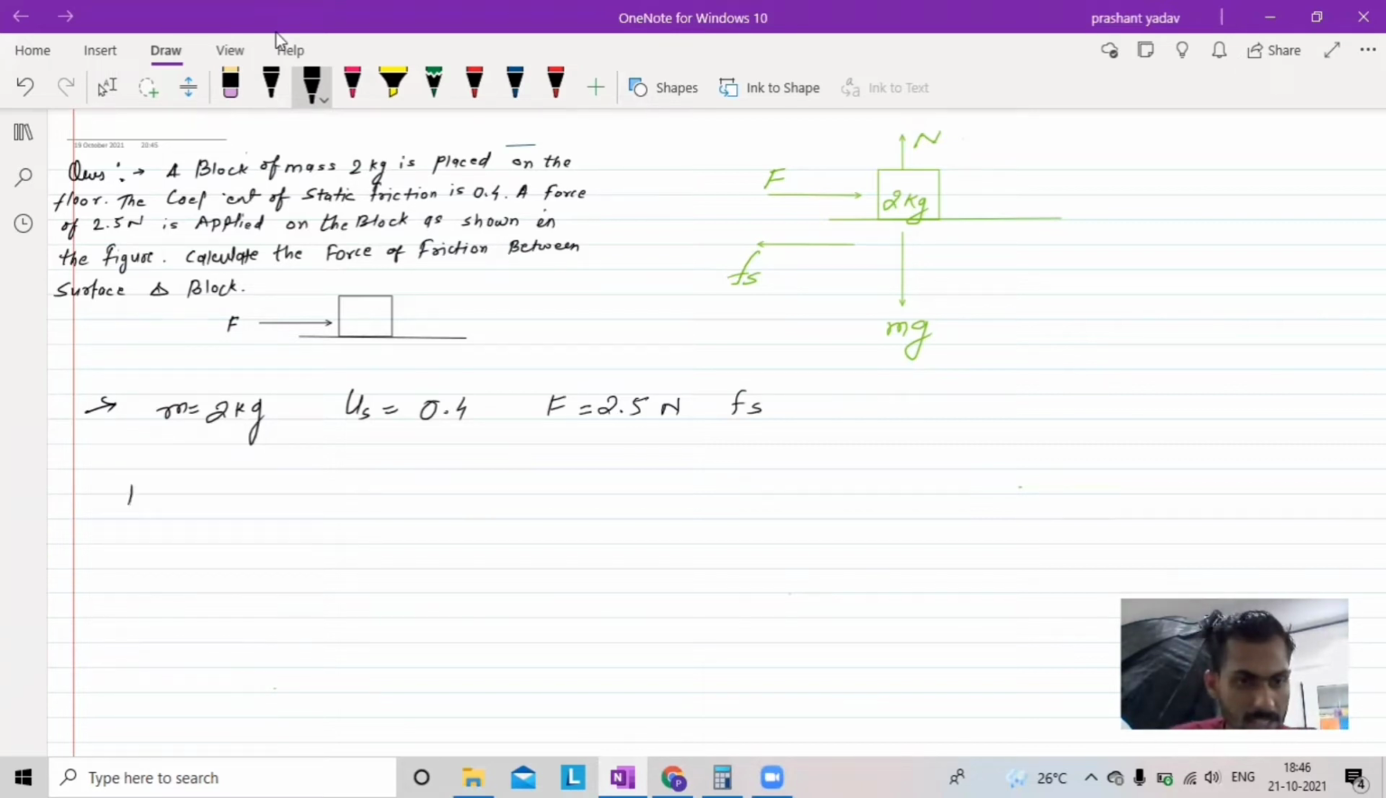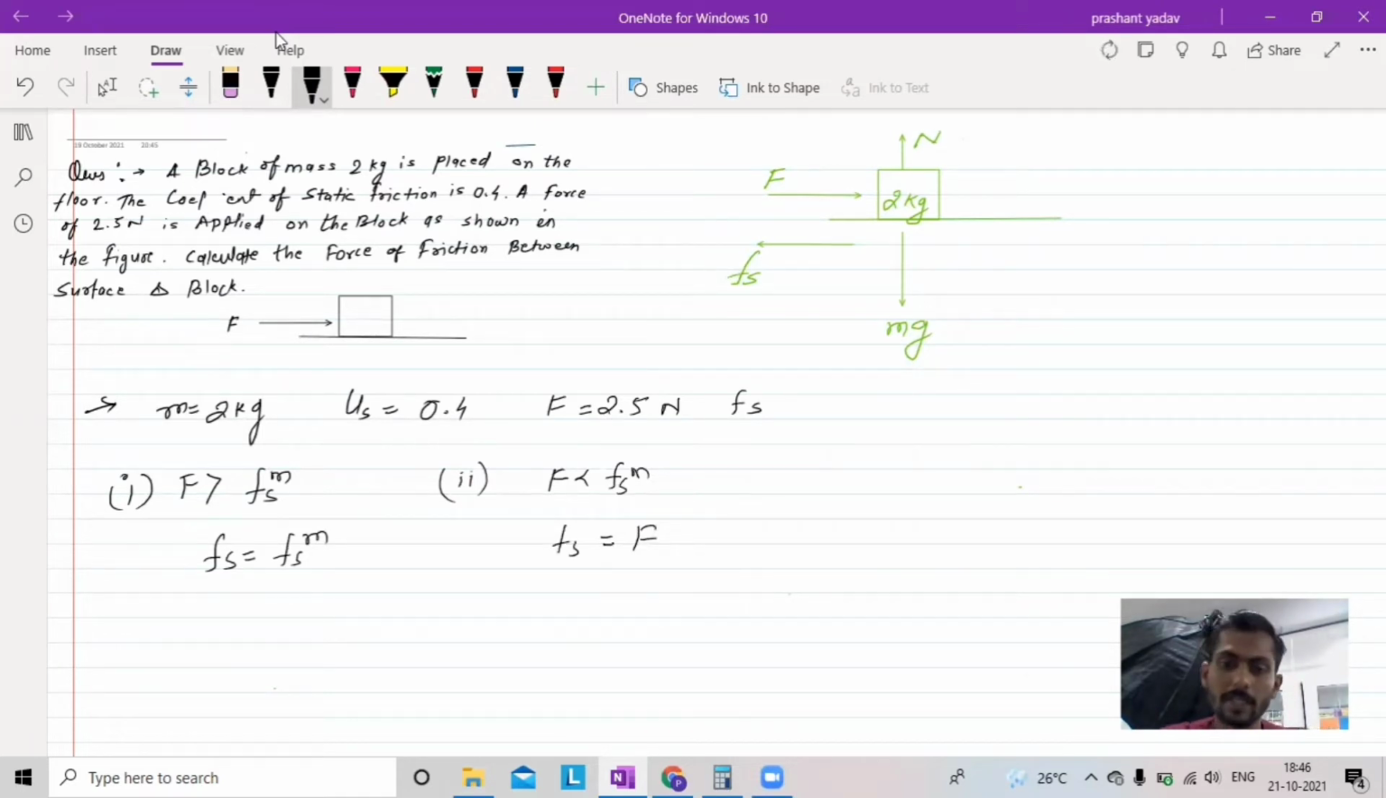So the first case is when F is greater than Fsm. This is the maximum frictional force. Then the value of Fs will be equal to Fsm. The second case is when F is smaller than Fsm, then the value of frictional force will be equal to the applied force. So for that, first we need to identify what is Fsm. So let us calculate Fsm first.